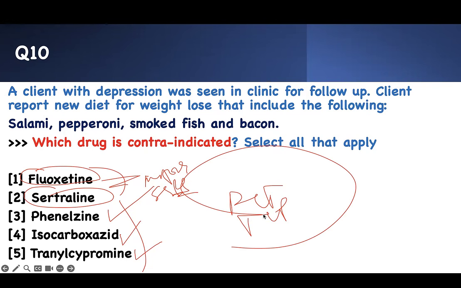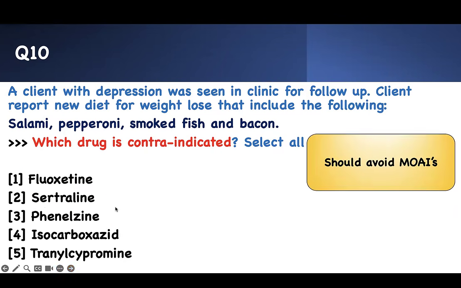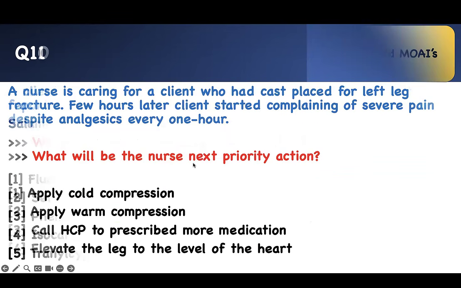So phenelzine, isocarboxazid, and tranylcypromine are all contraindicated in this patient because they're taking something that has tyramine in it. That will be a problem. So the client should avoid MAOIs. So we have phenelzine, isocarboxazid, and the T guy. This is the way to answer the question.